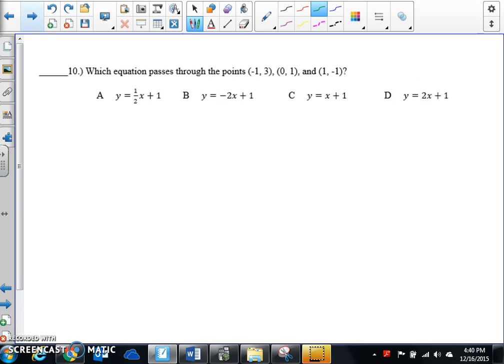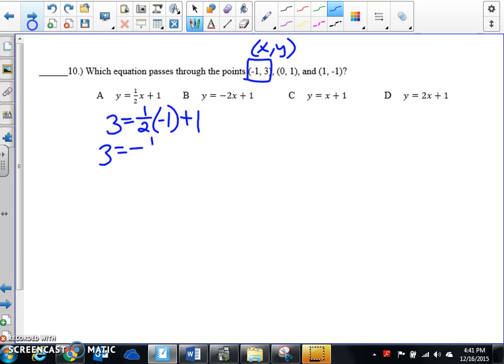Which equation passes through all of these points? So all you need to do is take each ordered pair and test them out. For instance, I'm just going to start with negative 1, 3. It's x, y, so my y value is 3. My x value is negative 1 plus 1. All right, so half times negative 1 is negative 1/2 plus 1. Negative 1/2 plus 1 is a positive 1/2. 3 equals 1/2. That is not true. Therefore, that's not a possible answer choice.